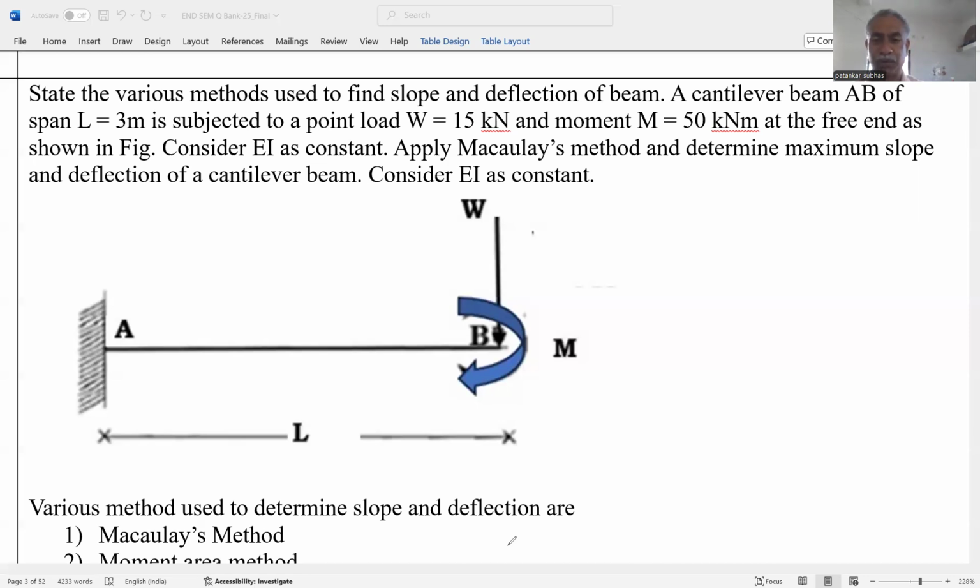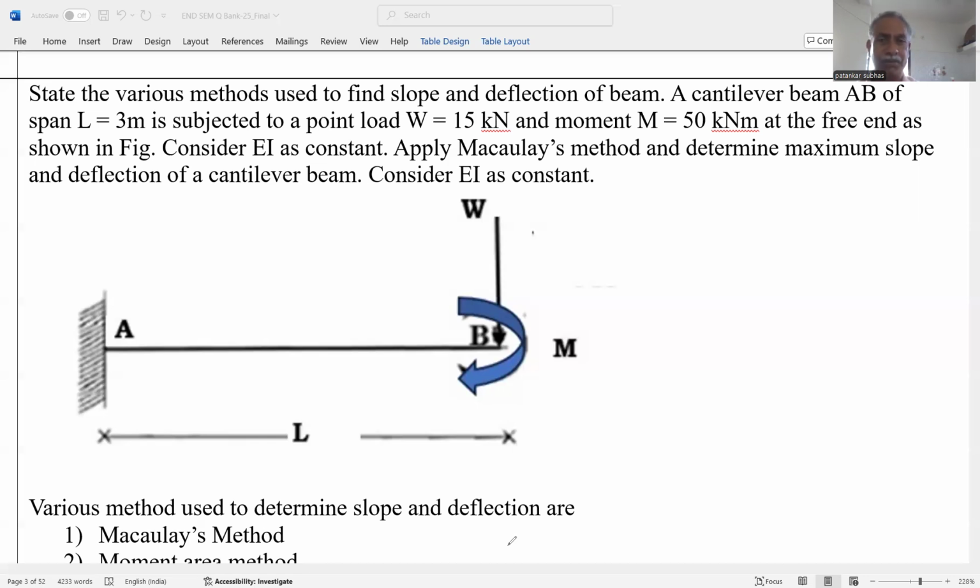Of course, one more method is more popular, that is called the strain energy method, or also the unit load method. It is on the basis of principle: first the conjugate beam method, then the moment area method, then Macaulay's method, and then Castigliano's force theorem. This theorem is applicable for frames as well as beams.